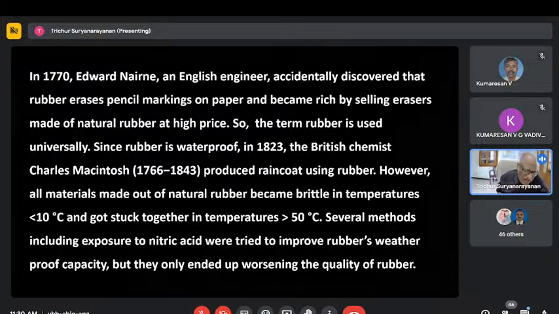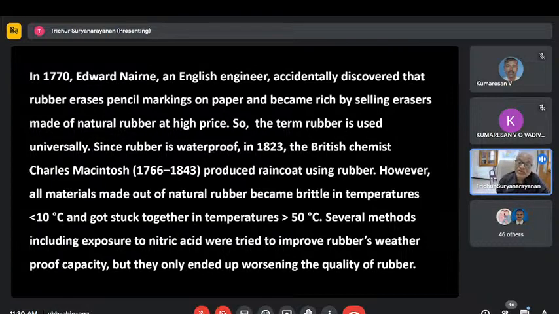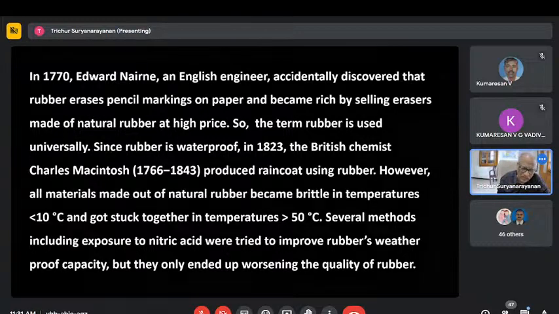Rubber is waterproof, as we all know. Therefore, in the year 1823, another British chemist, by name Mackintosh, produced a raincoat using rubber. Even today, raincoats are called Mackintosh. And he became very rich. But then there was one problem with anything made out of rubber, because rubber became brittle.